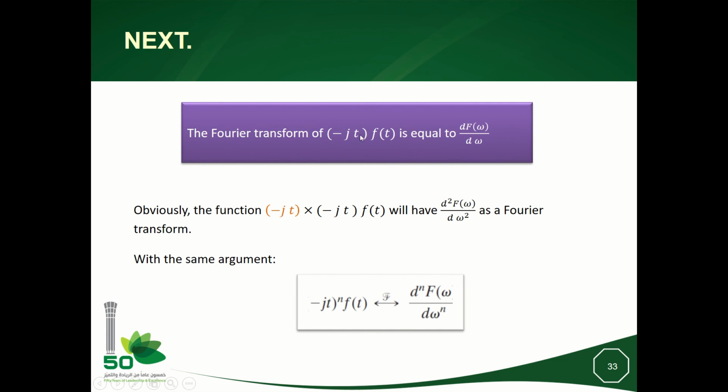Obviously, if we multiply the same function by minus jt again, we expect to differentiate this term with respect to omega one more time, which gives the second derivative of the Fourier transform with respect to omega. If we continue multiplication in time by minus jt, so we will have minus jt to the power n f(t), it will have a Fourier transform equal to the derivative d^n over d omega^n of F of omega.